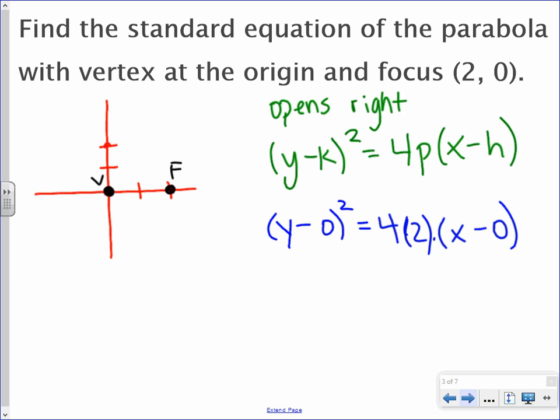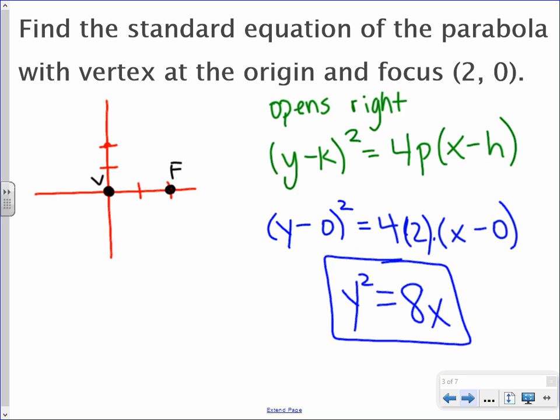Okay, 2 is p, which makes our coefficient 8. Y squared equals 8x. We're done. These problems will take a little less time than the ones that you had for the weekend's assignment, okay? Because it's really all about the algebra.